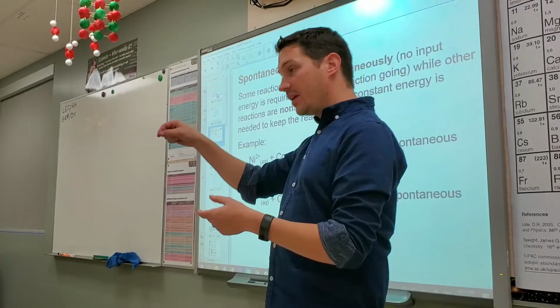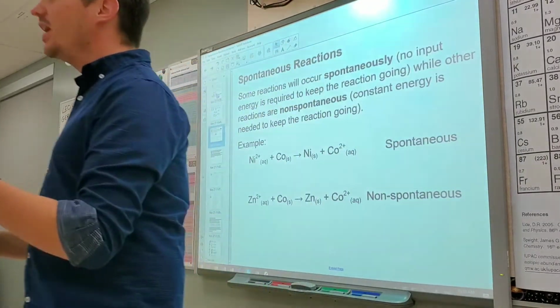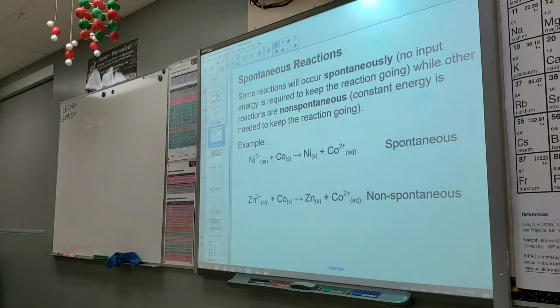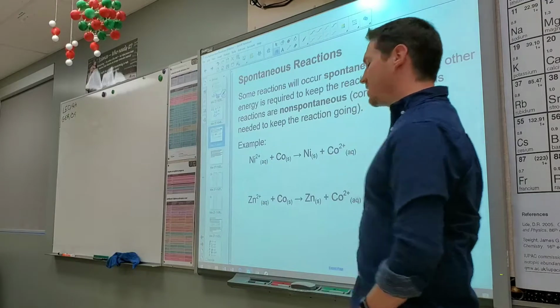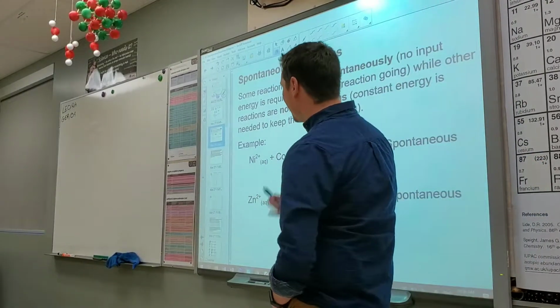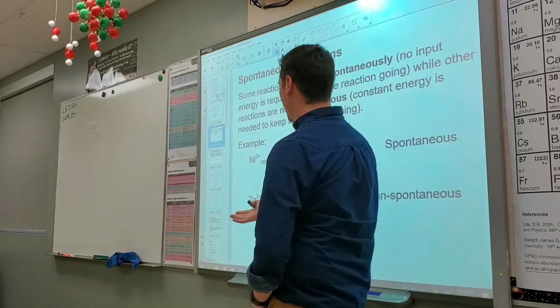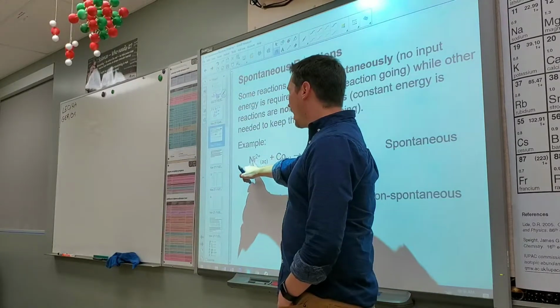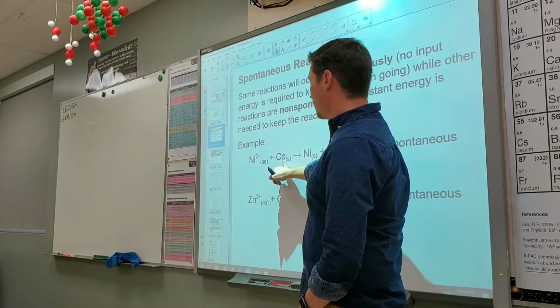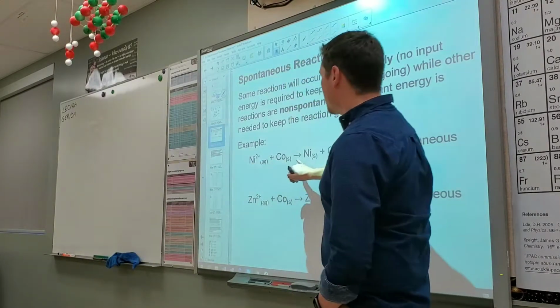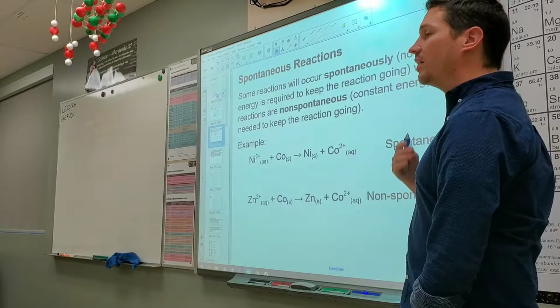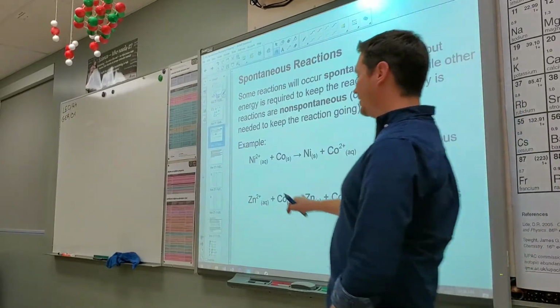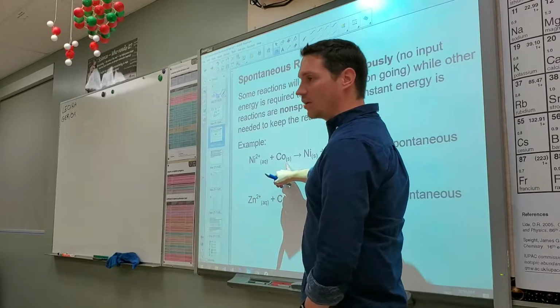A spontaneous reaction is a reaction that naturally progresses. When I put one thing into another thing, you get a reaction, and I don't have to put in any extra energy to let it go. For example, when nickel ions come into contact with cobalt metal, without having to put in any energy at all, the nickel ions will steal the electrons away from cobalt. So the nickel turns into a metal and the cobalt turns into an ion. This is because the electrons are more attracted to the nickel than they ever were to the cobalt.